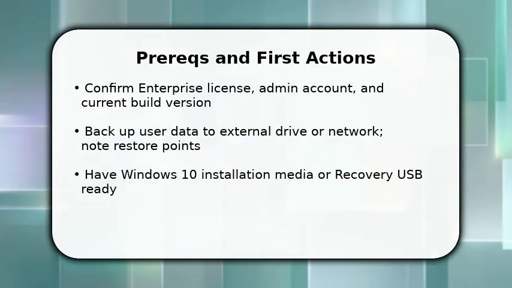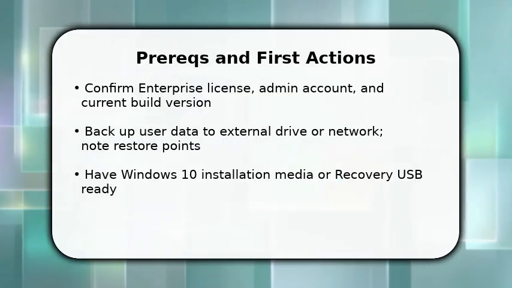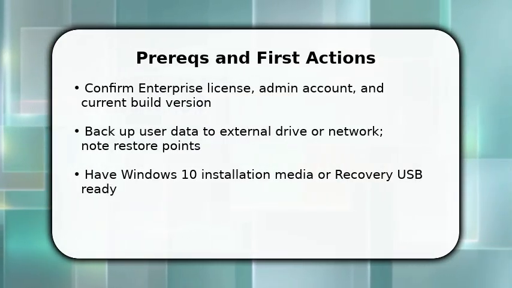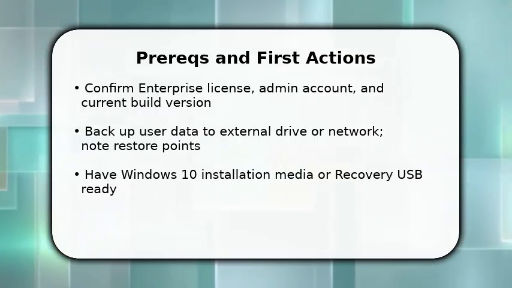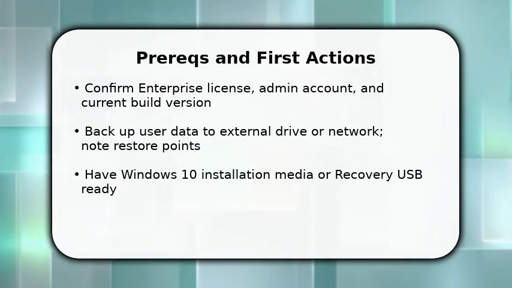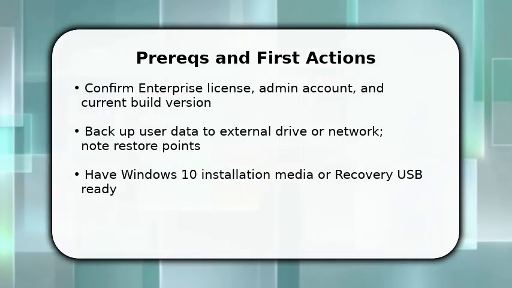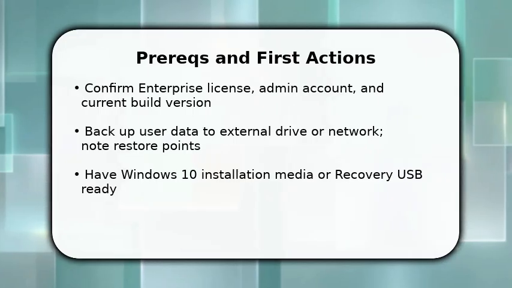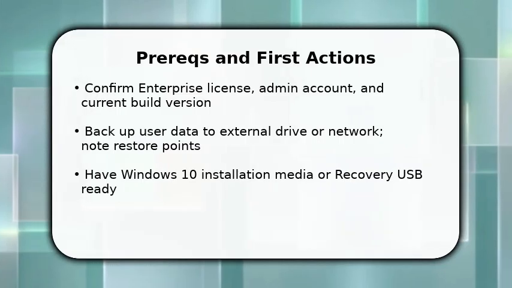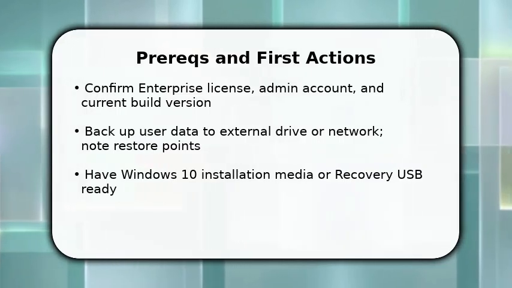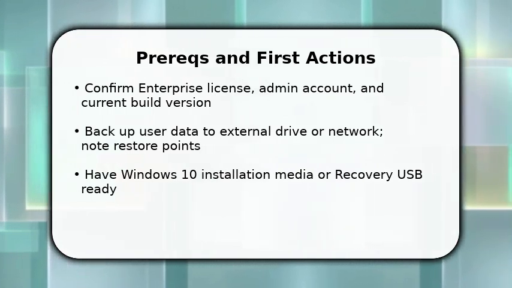Before you start, confirm you have an admin account, enterprise license, and the current build noted. Once done, back up user data and create a system restore point so you can roll back if needed. Make sure recovery USB or Windows 10 installation media is connected. Next, check disk health with chkdsk and run sfc /scannow to fix corrupted system files. These first actions reduce risk and expose if the issue is file corruption, driver conflict, or OS misconfiguration.